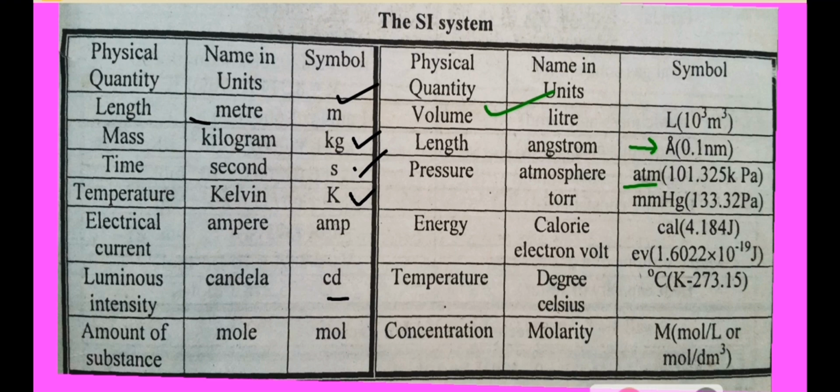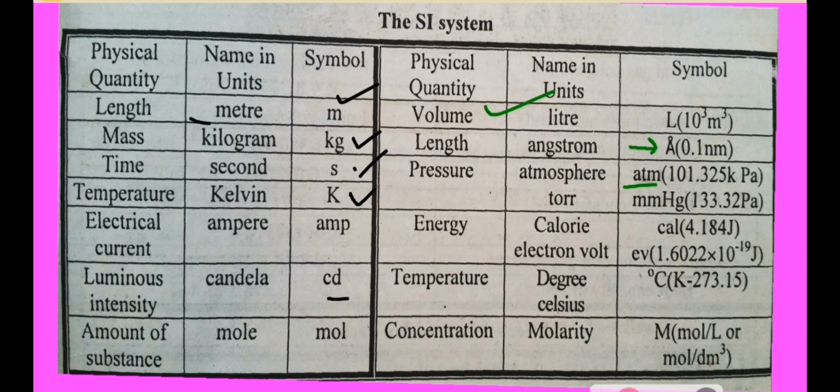Pressure is also measured in torr. It is represented by symbol mm, millimeter of mercury, and 1 torr is equal to 133.32 pascal.